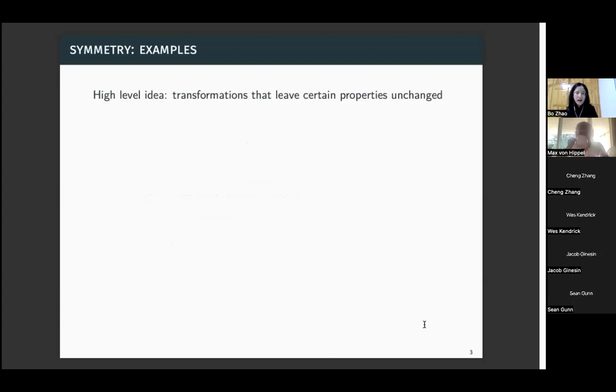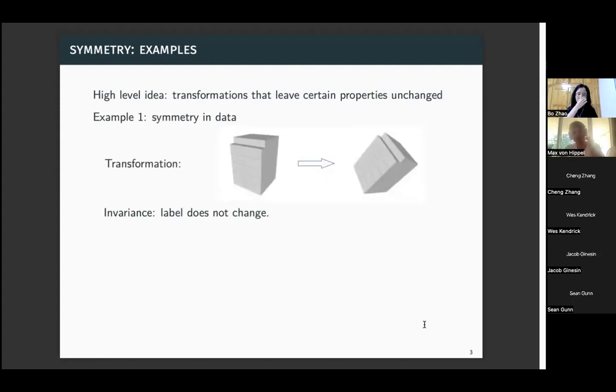So a high-level idea for symmetry is that it's a transformation that leaves certain properties unchanged. A familiar example would be symmetry in data. So for example, if I rotate a picture of a cabinet, it's still a cabinet. So the transformation here is the rotation of the image, and the invariance is that the label does not change.